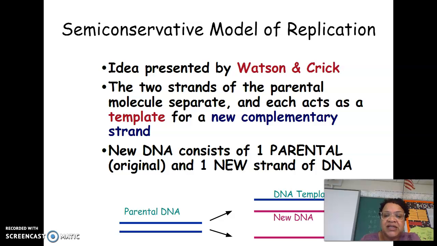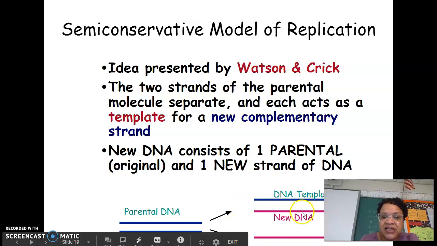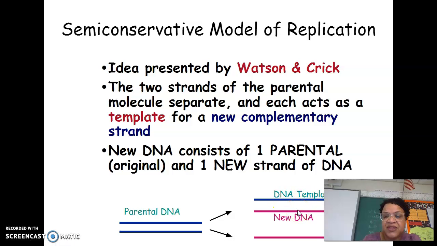The new DNA molecule consists of one original strand, or the parental strand, and one new strand. And remember that the result of mitosis is two 100% genetically identical cells. This is how we get the same exact DNA. We use a template and a new strand for that new cell.